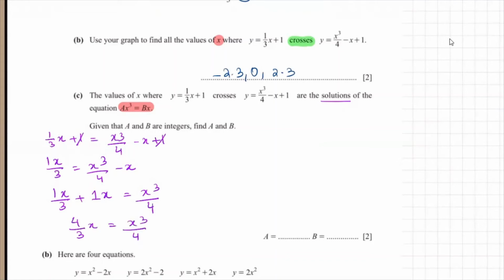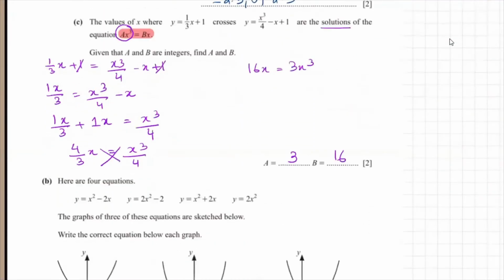If you ever think that you're confused with this, what you can directly do is take your calculator. Write 1 over 3 plus 1 and you would automatically get 4 over 3. Okay, so it's very easy. Now let's cross multiply over here. This would become 16x equals 3x cubed. The question says that a is with x cubed, so I'm going to write a as 3 and b as 16.